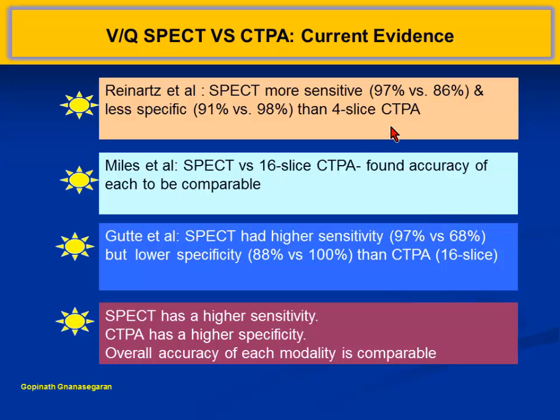SPECT versus CTPA: SPECT is more sensitive when compared to CTPA, and SPECT versus 16-slice CTPA found the results most comparable. So if you say CTPA is better, it's not better, it is more or less the same. SPECT has got higher sensitivity, CTPA has got higher specificity. Overall accuracy of both, whether you use CTPA or SPECT, is more or less comparable, but it depends on individual centers whether they prefer CTPA as the first line of investigation or VQ scan.